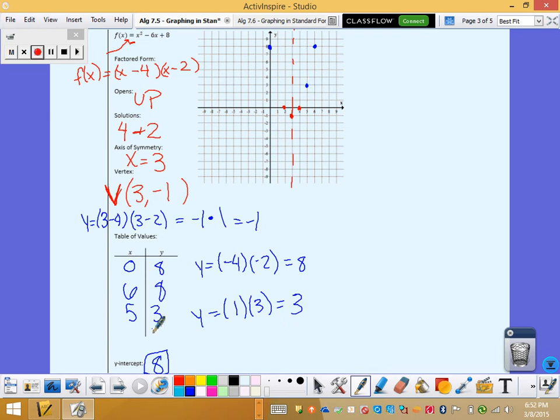Okay, and I know my next point is going to be the same height. I just have to find the x coordinate. It's 2 away from my axis of symmetry, so I'm going to go 2 away on the other side, and I see that it's at (1, 3). Okay, from here I can draw a lovely parabola, a nice smooth curve, and we're done with our first example.